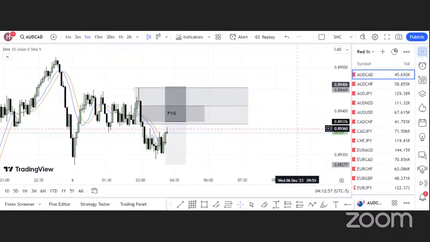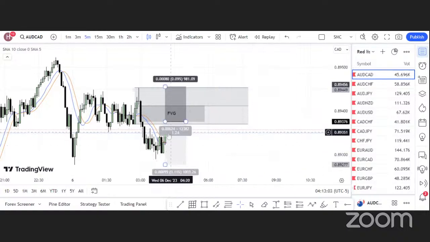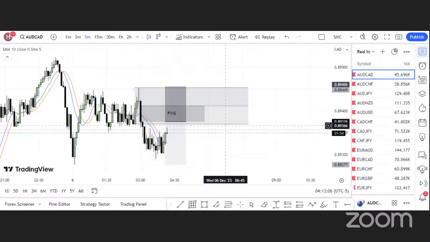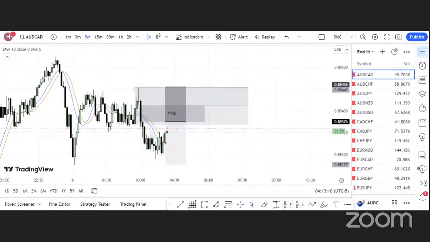Okay, so this didn't get to our entry point, and the candle is about to finish printing. So I hope we don't waste our time here.